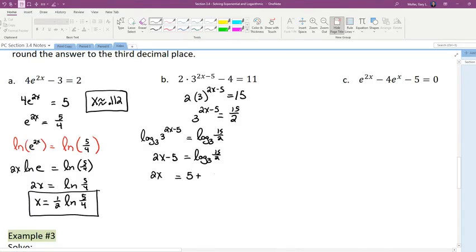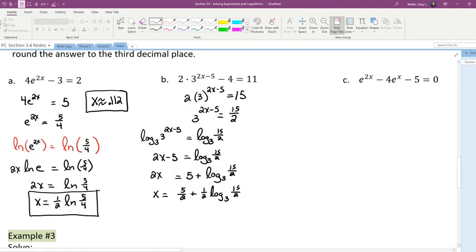Oftentimes, we write the 5 plus instead of plus 5, just so there's really no confusion about what's inside and not inside of a logarithm. Which is kind of silly, I guess, because if you put the plus 5 back here, that shouldn't be confusing since it's not in parentheses. A logarithm is only of the first thing you come to, but it still helps with readability to stick that 5 in front. So it's pretty typical to do that. And now I'm going to divide everything by 2, which gives me 5 halves plus 1 half, log base 3 of 15 halves.